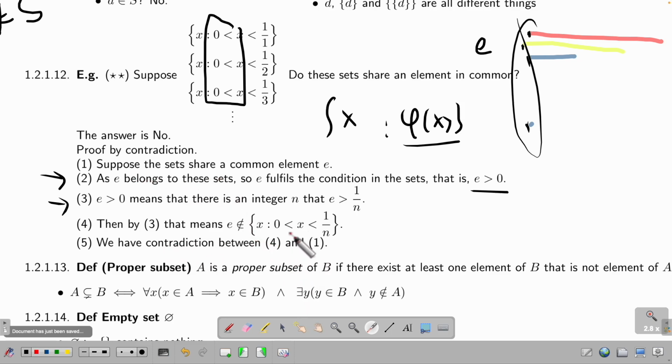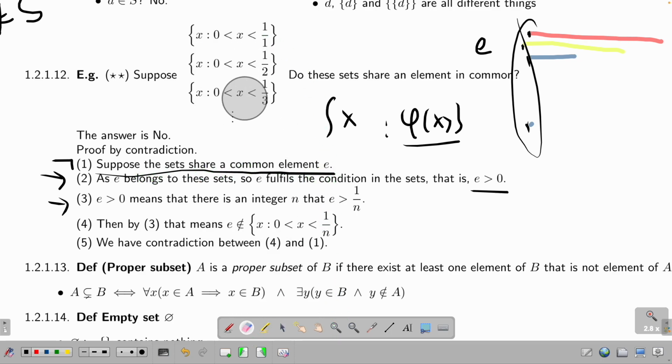So if I see contradiction, that means the assumption is false. That means the negation of this whole sentence is true. That means they do not share a common element. That means if I have sets that look like this, which is simple stuff, they look very similar to each other, but they do not share a common element. Just a note, if I draw 2 stars here, it means difficult.